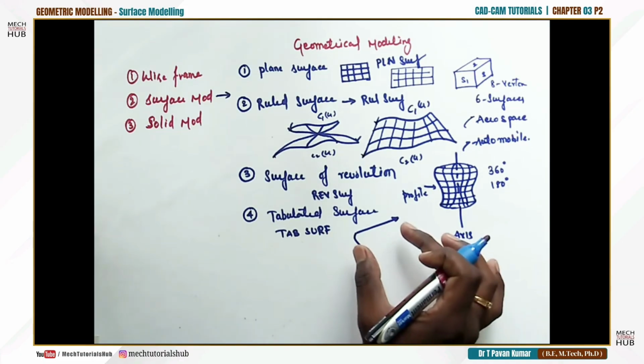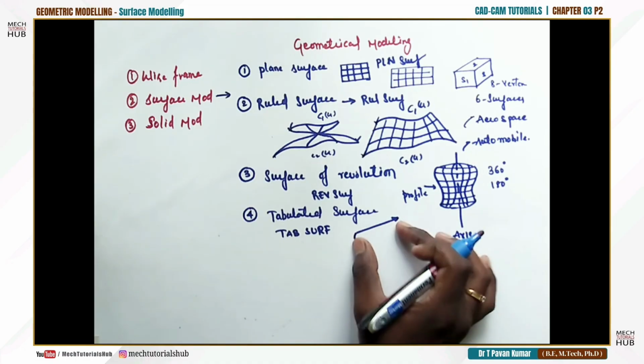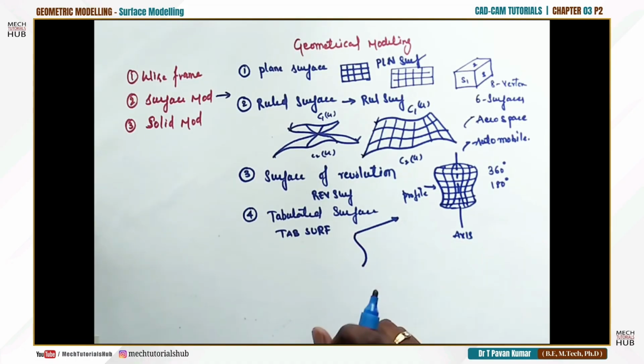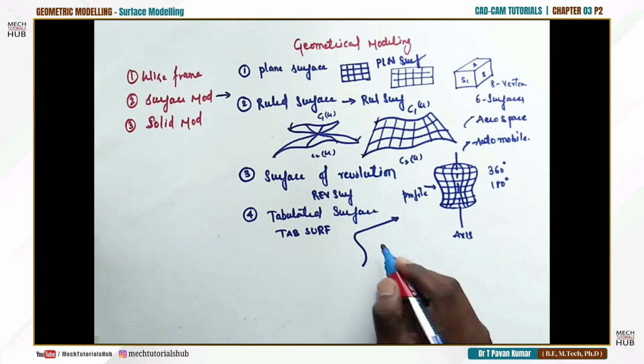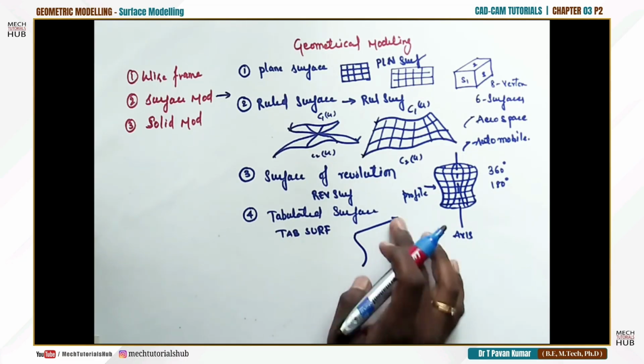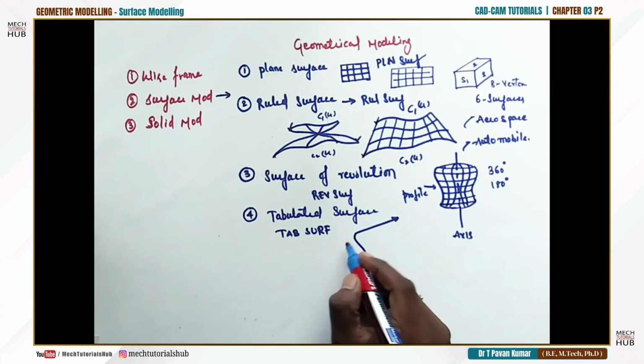Okay, and the length of the direction line is going to be the surface length. If you increase this length, the surface length will also increase. Once I say tab surf, after drawing these two, it will ask me to select the profile.